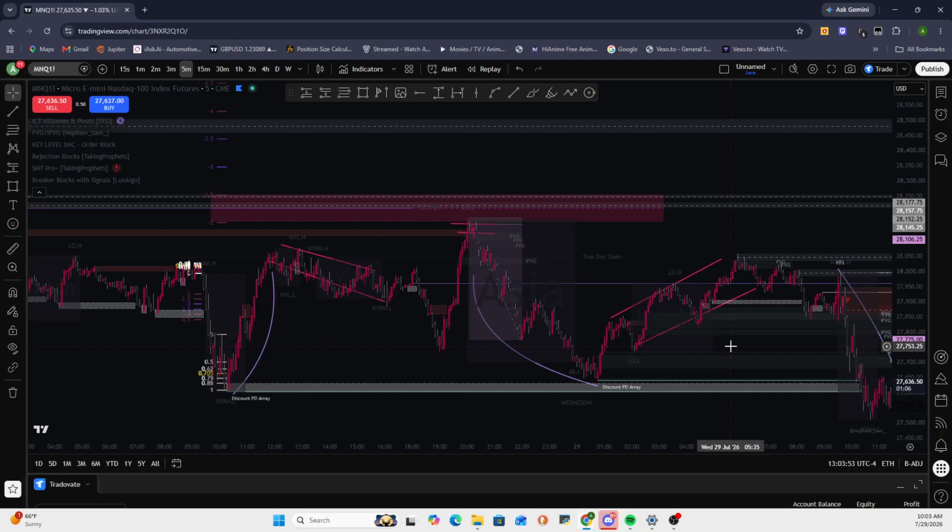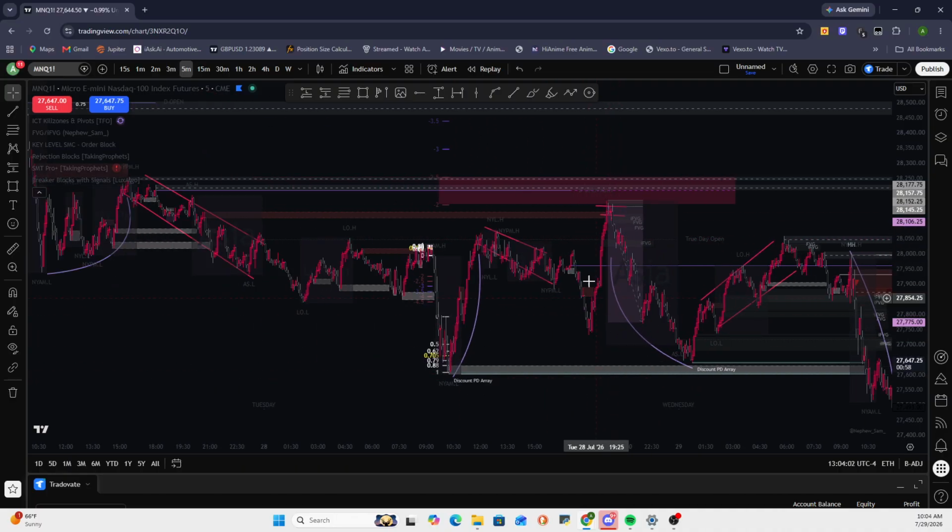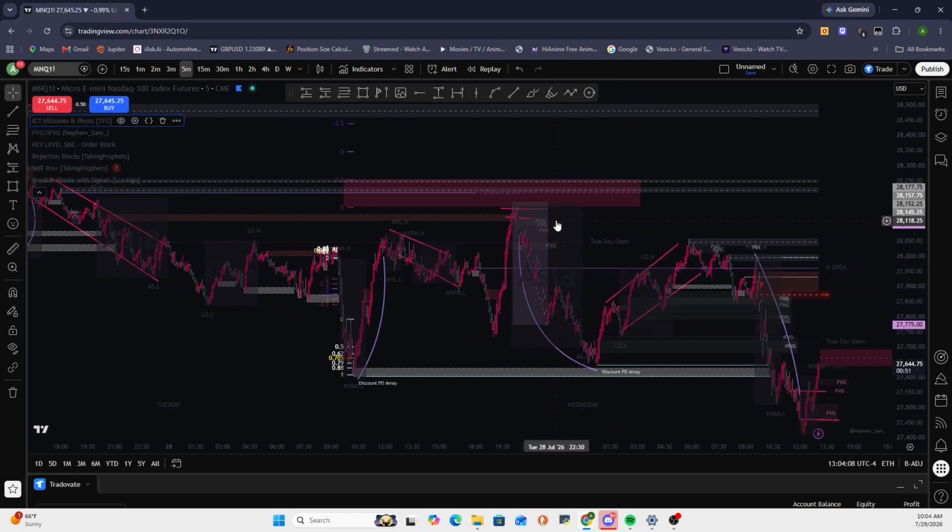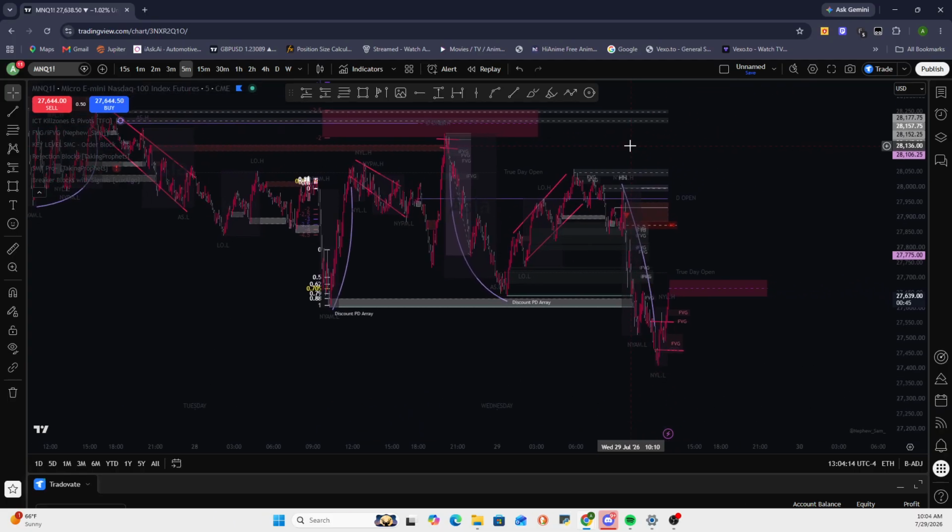But we respect that because of the VIX. I marked my consolidation right here, and we distributed really well. Look at that, we just moved well. They didn't want to buy. The buyers didn't want to push up above that area. The sellers wanted to push. The buyers did not let the sellers take control, or vice versa.